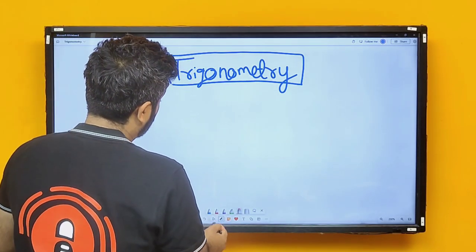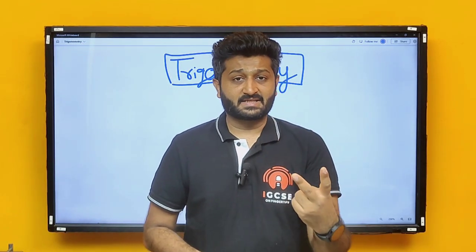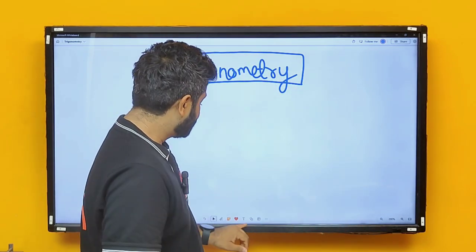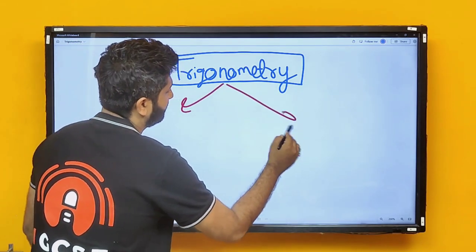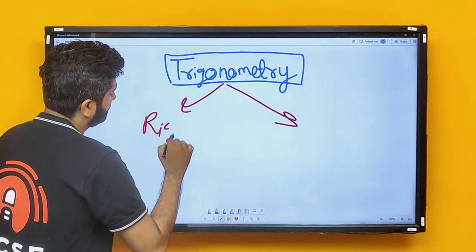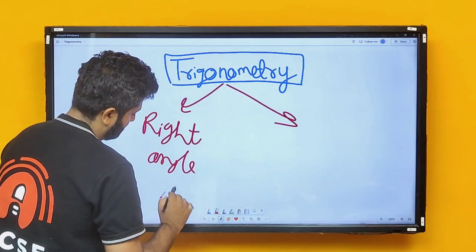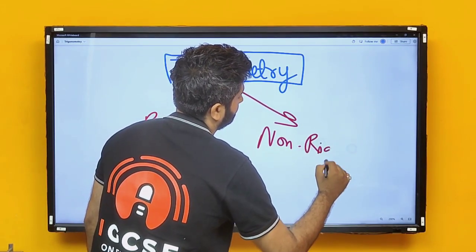So this is how trigonometry is extensively used. Now, trigonometry is mainly based on two identities. Trigo is also divided mainly into two parts. The first is trigo of right angle triangle and non-right angle triangle.